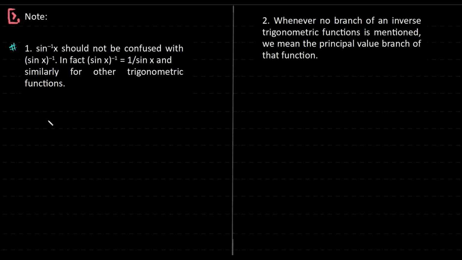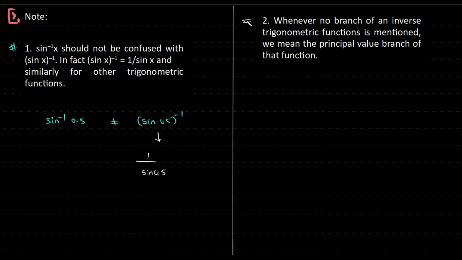So let me explain this. This is sine inverse of, let's say, 0.5. This is not the same as sine of, say, 45 degree, the whole inverse. This is basically nothing but 1 by sine of 45. This difference you guys have to understand.